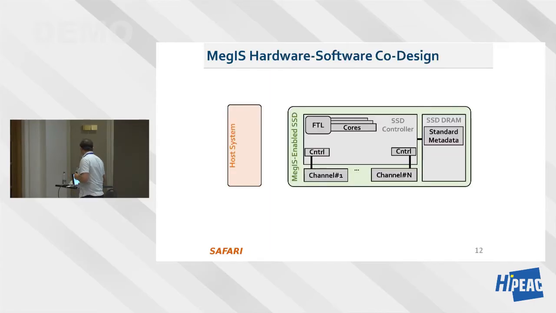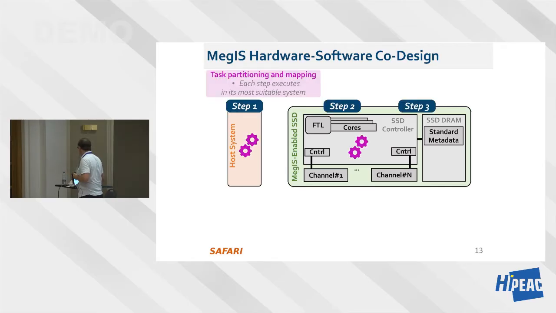This is really a hardware-software design. It requires a lot of things, and you will see, in my opinion, the different parts of it in this particular slide. Basically, you need to map the tasks and partition them so that each step executes in its most suitable subsystem. We've seen this before, right? For compute-intensive tasks, you probably want to utilize the host system. For extremely data-intensive tasks, we utilize the SSD. So step 1 goes here, and step 2 and step 3 go here.